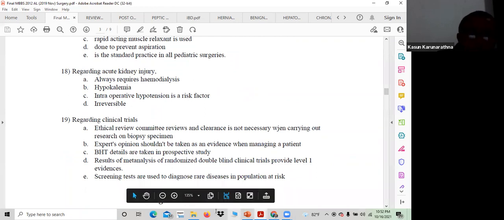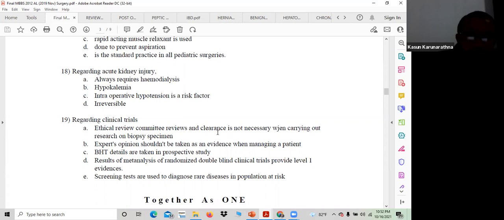Okay. Regarding acute kidney injury, it always requires hemodialysis. False. Hypokalemia, usually hyperkalemia occurs. Intraoperative hypotension is a risk factor. Yes, it's a reason for pre-renal failure. It's not irreversible, it's reversible.